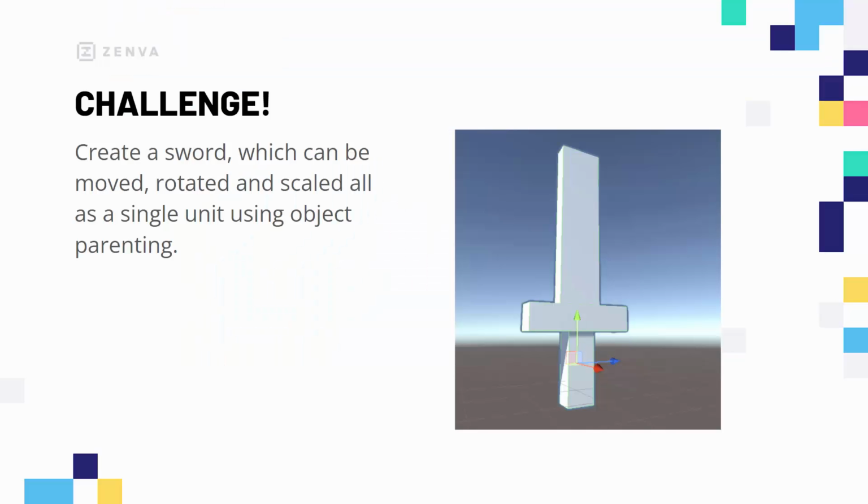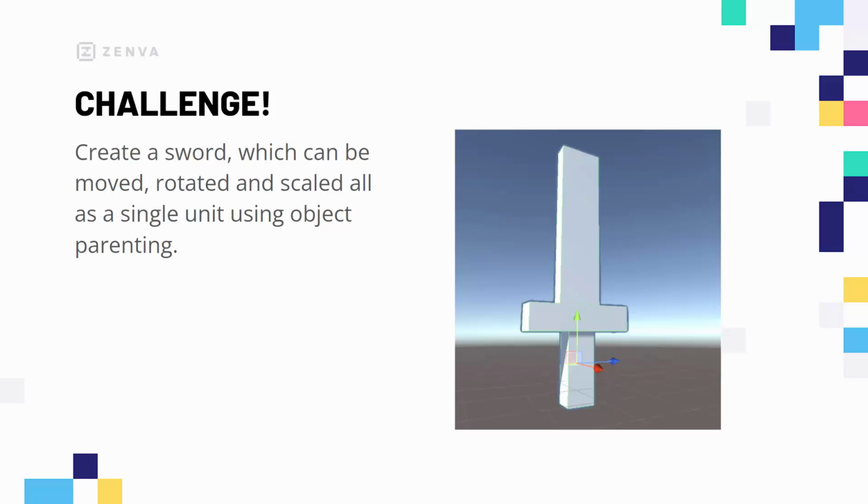Okay, so as a bit of a challenge, what I want you to do is create a sword which we can move, rotate, and scale with it all being a single unit, okay? So in this case, what we would do is we would probably have an empty game object, and as a child of that, we would have a number of different 3D models, which represents the sword, as you can see here in the image. And then by clicking on that parent, we should be able to move it around, rotate it, and it should basically act as an item that our player could use. So have a go at that challenge, and I'll be right back to see how you're done.